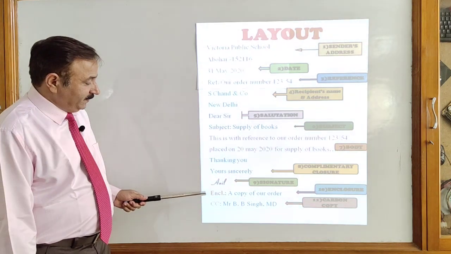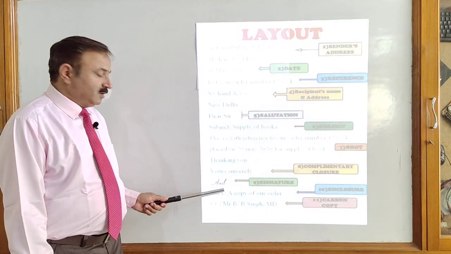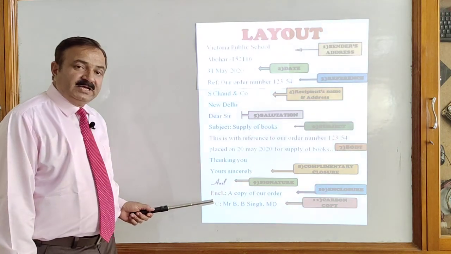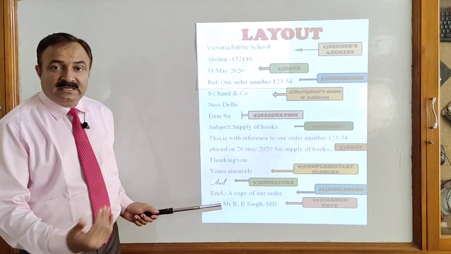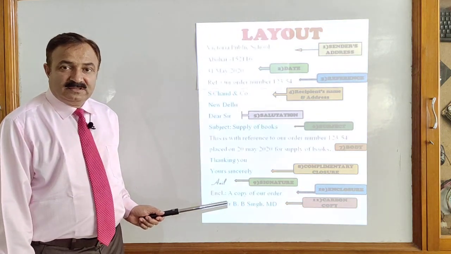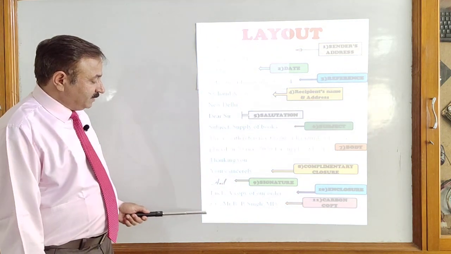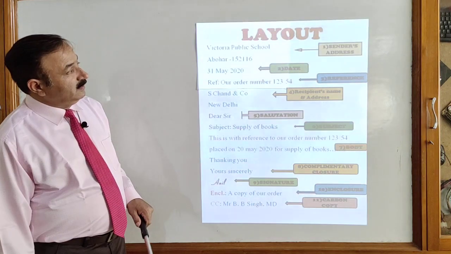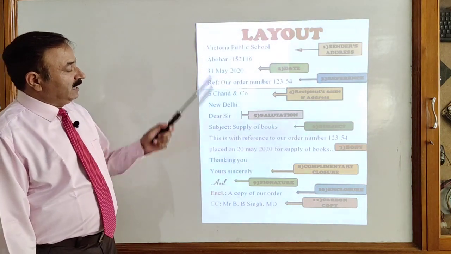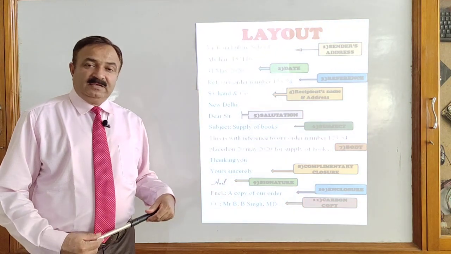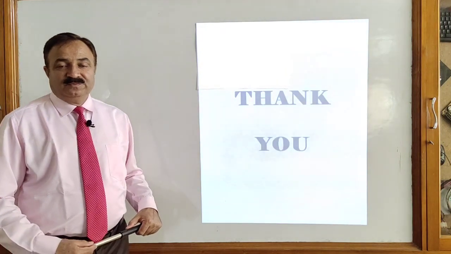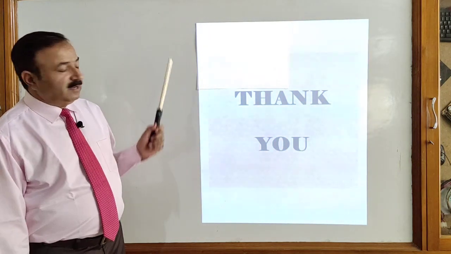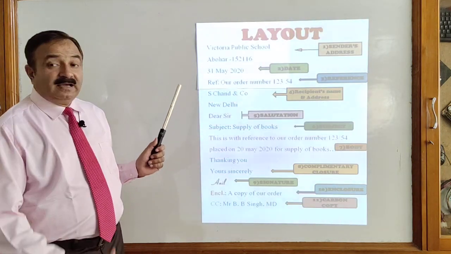And number ten, enclosures, if any, such as a copy of the previous communication, and at the end, if you are sending the same letter to someone else, you have to mention that as CC, carbon copy. So this is the complete layout of the formal letter, and I hope you have understood how to write a formal letter. So let's once again have a look at what the parts are.